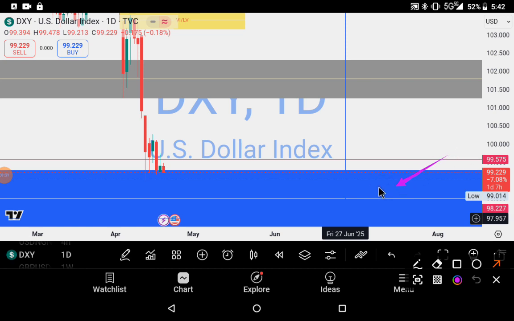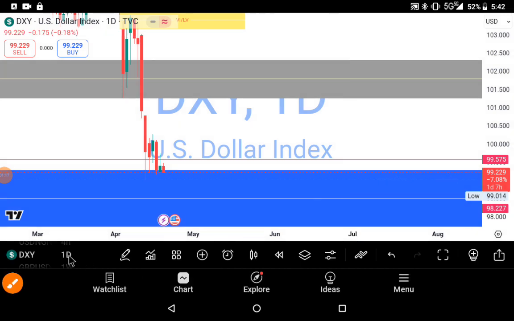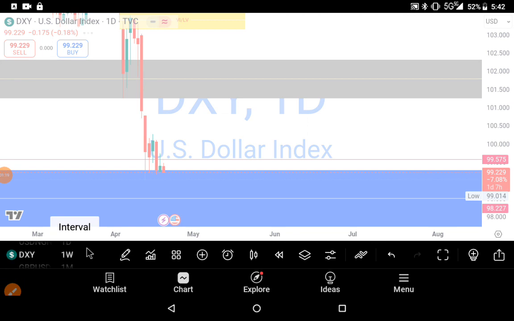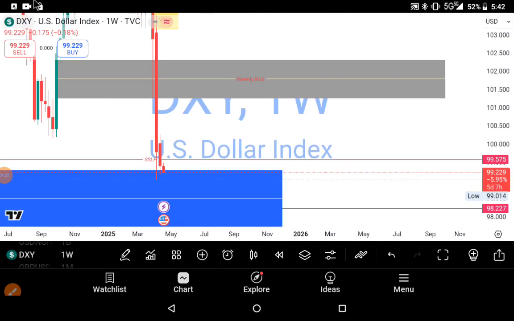I'm watching this blue box here. This box was generated from the weekly time frame. So I'll be watching the midpoint of the blue box. The midpoint is around 98,500, I think. Let's go to the weekly chart. I'll be watching how the market will react at 98,500.